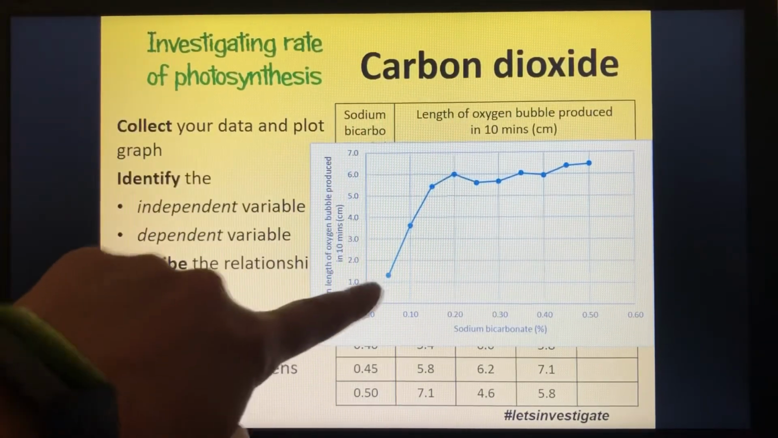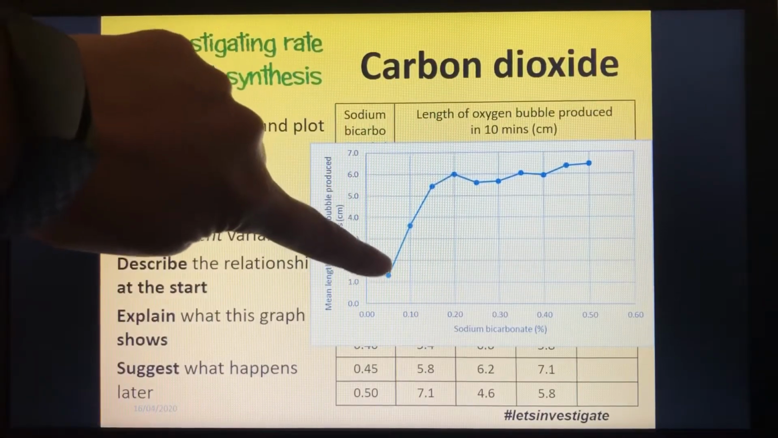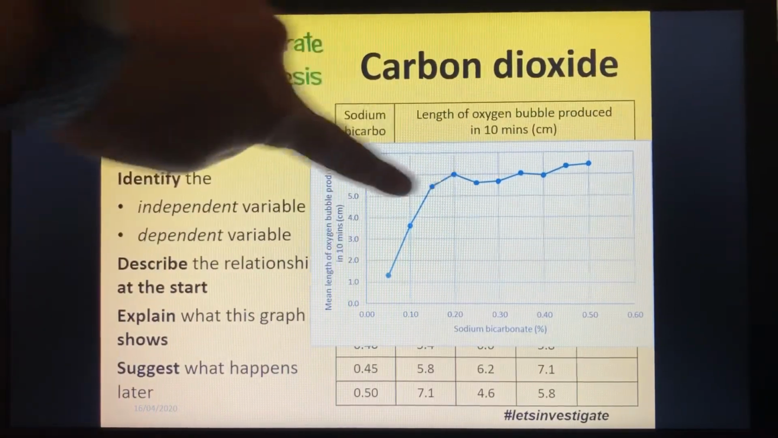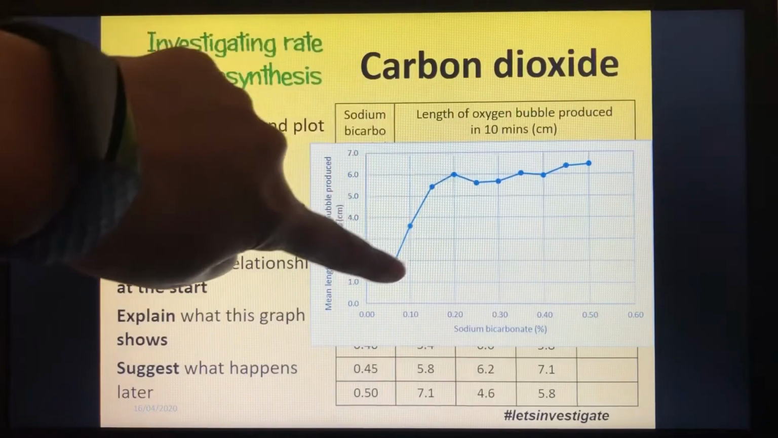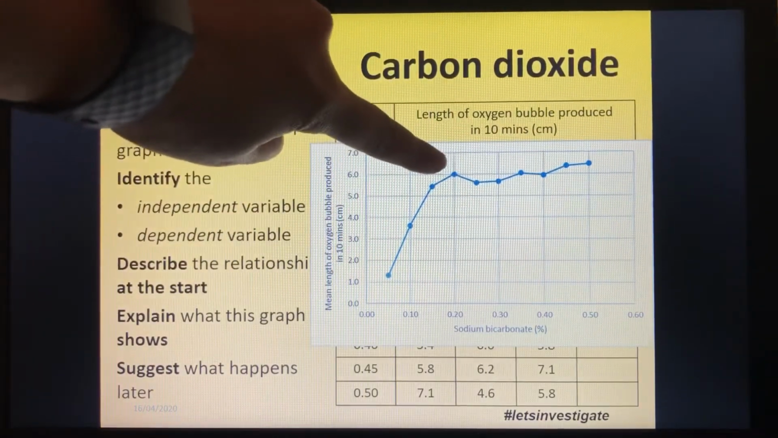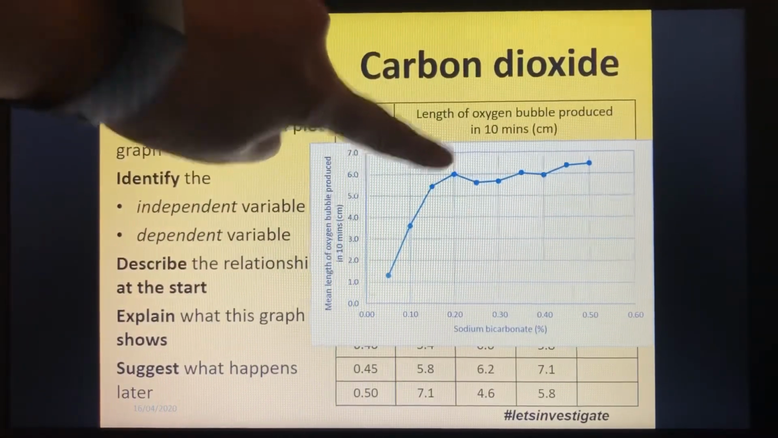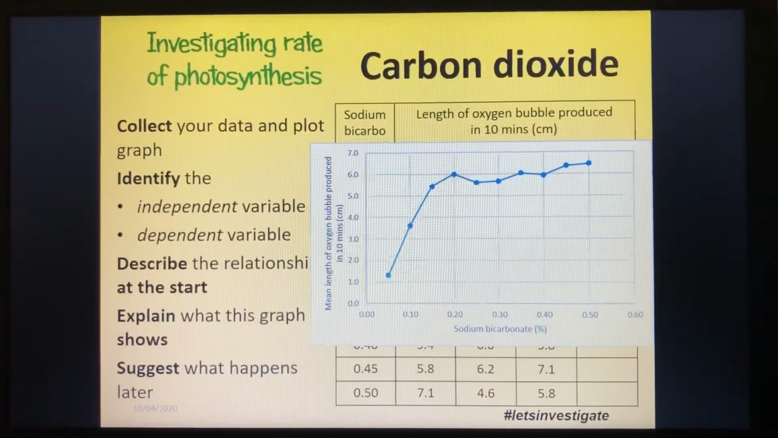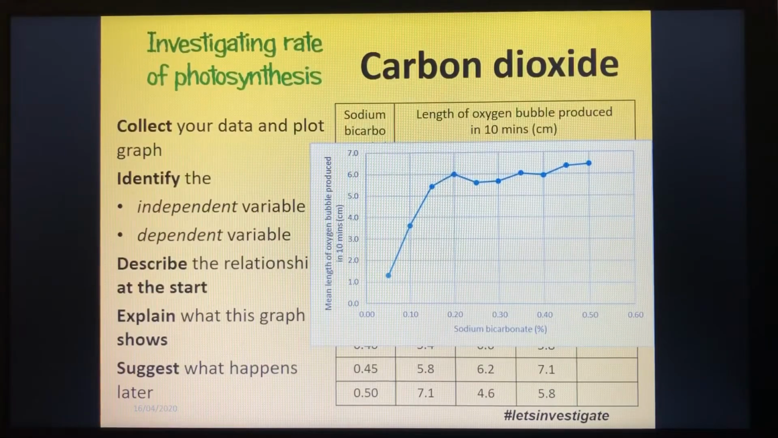Explaining the graph, I've kind of done that in the sense that I've related the oxygen concentration produced to rate of photosynthesis. So as this sodium bicarbonate increased, amount of oxygen increased, and therefore rate of photosynthesis increased until we got to that optimum point. This is our best point, okay? We call it the optimum. It means it's the perfect condition for that pondweed to be in, okay?